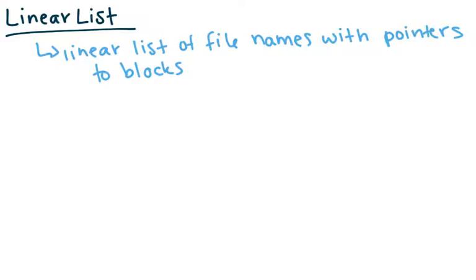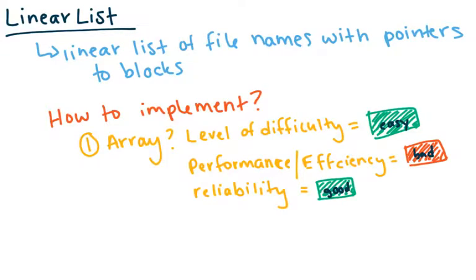So the first way that you can implement a directory is with a linear list. This is just a linear list of all file names with pointers to the block or blocks that they occupy in storage. For linear lists, we'll talk about two different ways to implement it, although there are other ways. The first one we'll talk about is an array.